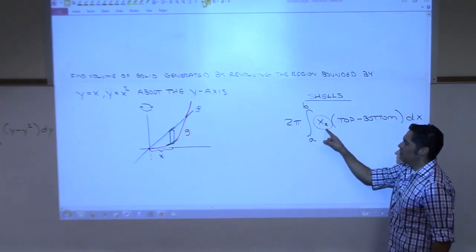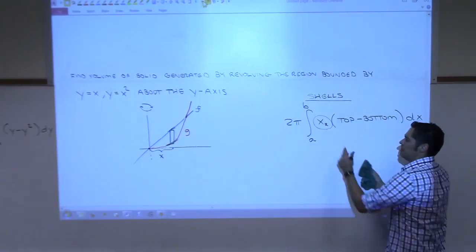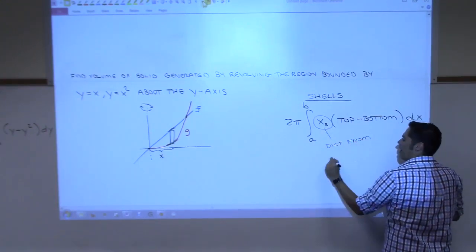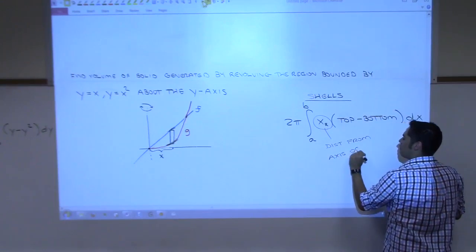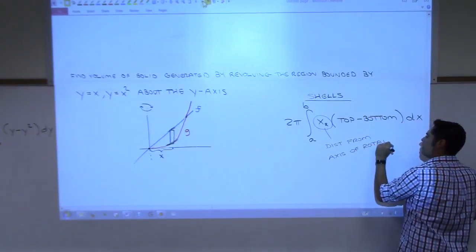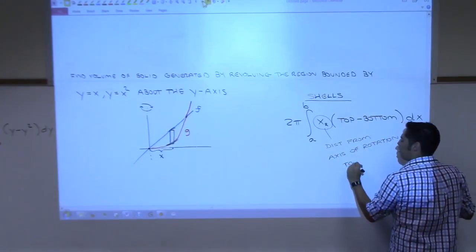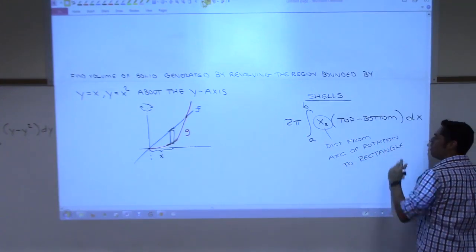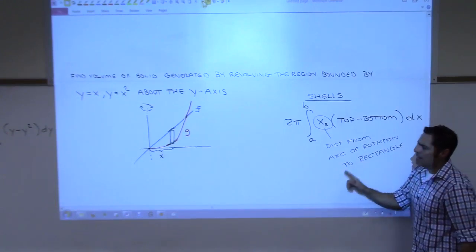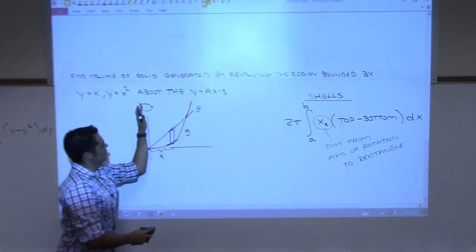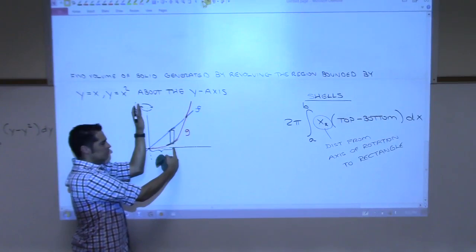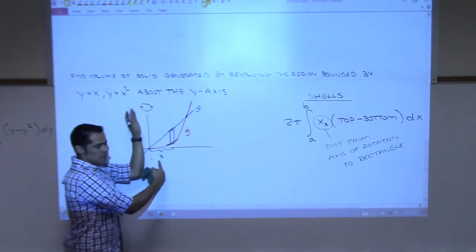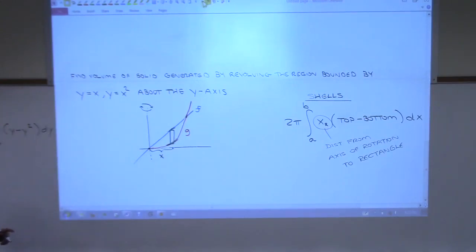What does this mean? This means what is the distance from the axis of rotation to your rectangle. So what is the distance from the axis of rotation to our rectangle? In this case, it's just x, right? But it's not always just x.